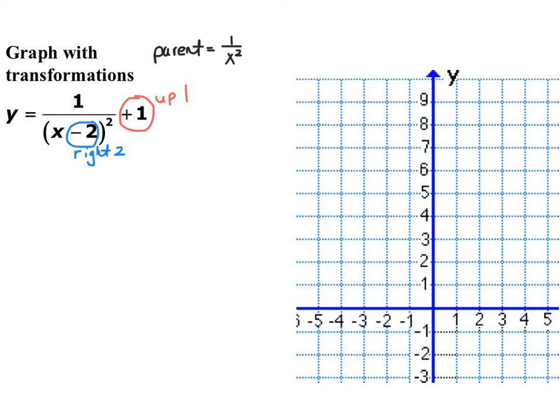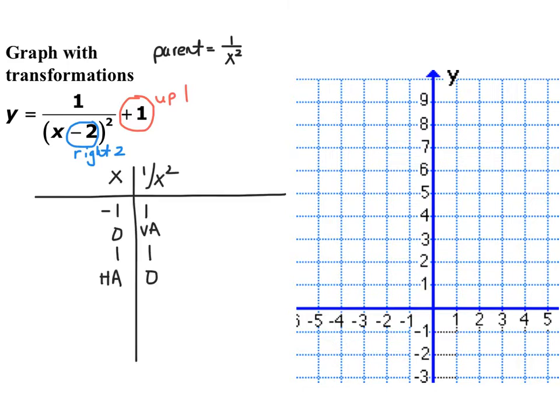So now you could use the transformations that we talked about in chapter 2, especially with these asymptotes. It's really easy to transform this. I'm going to show this using the table method, but it's whatever method works best for you. So I start off with my anchor points. I have my x column and my 1 over x squared column, and my anchor points are -1, 0, 1, and then my horizontal asymptote. So 1, vertical asymptote, 1, and 0.